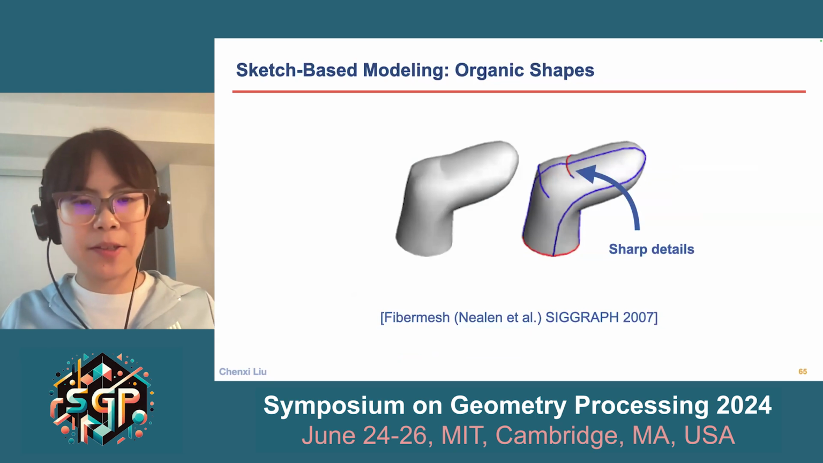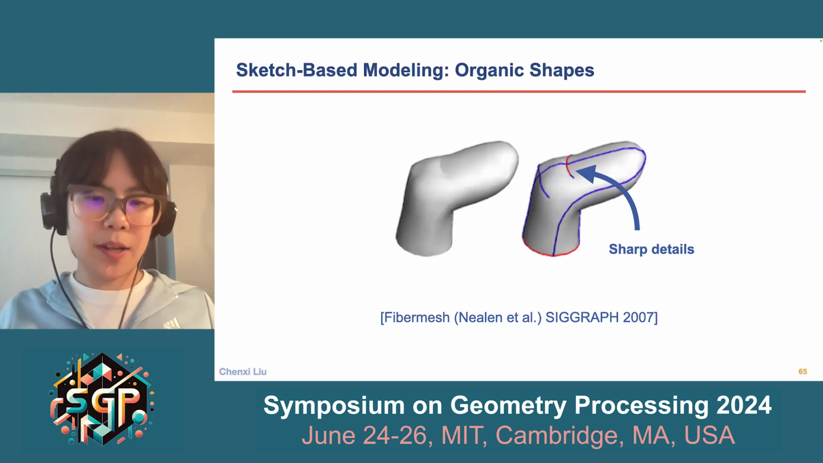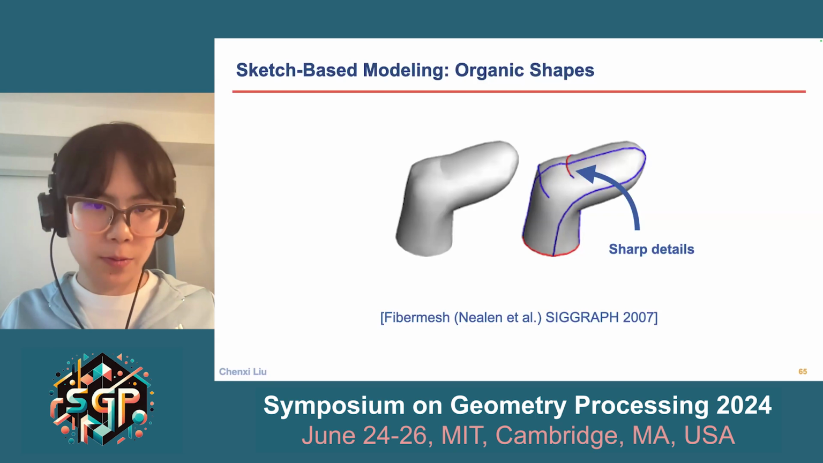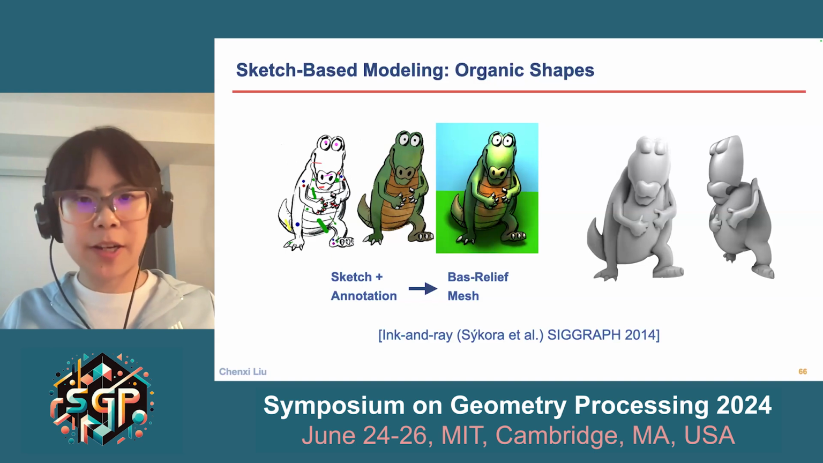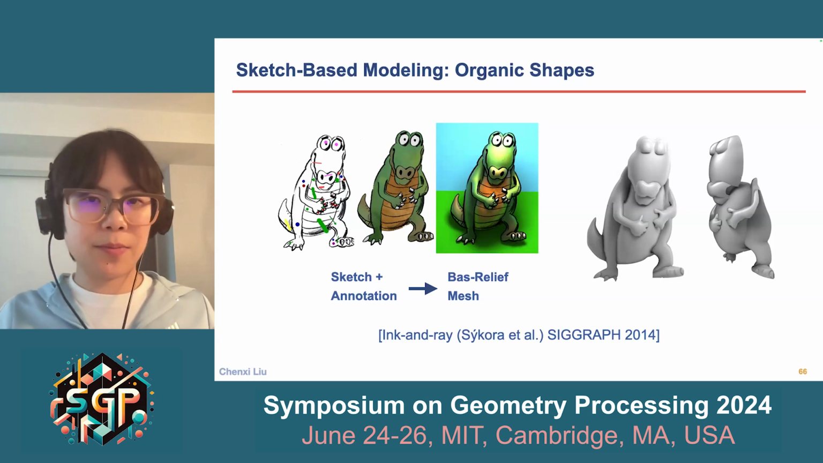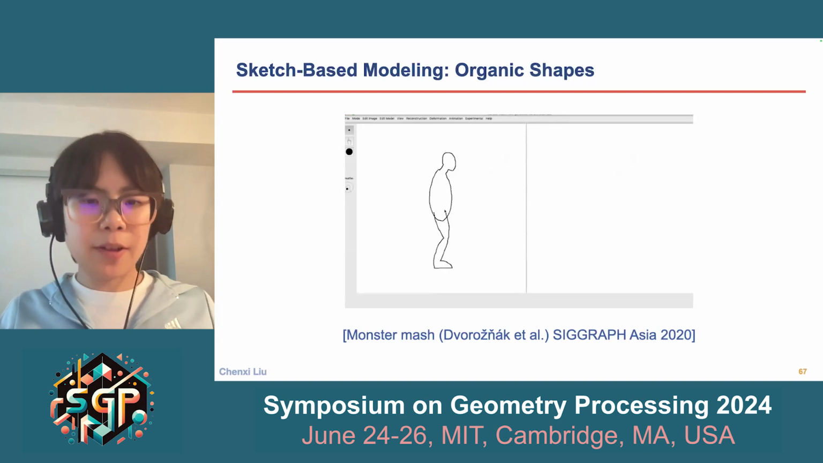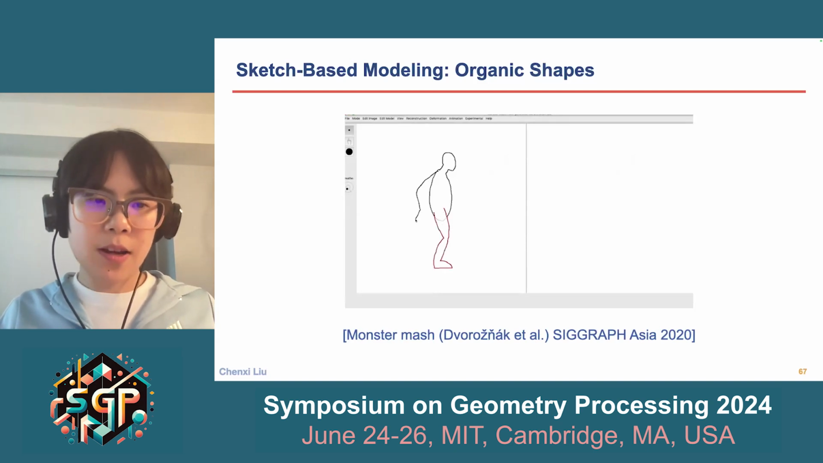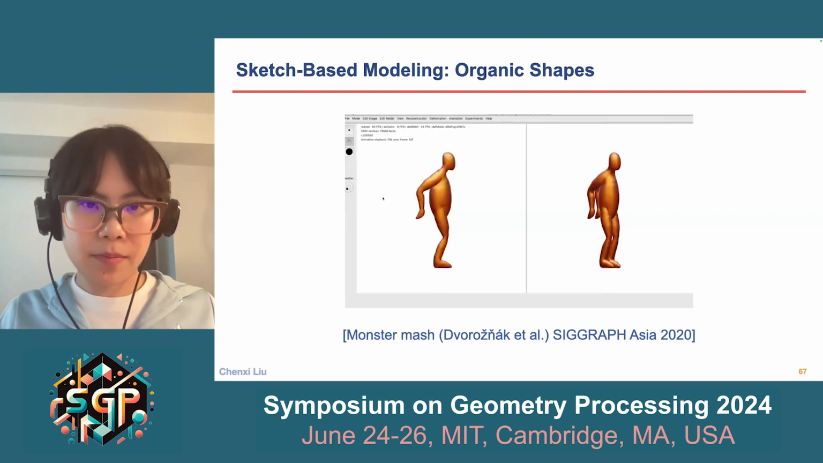Teddy is then extended to FiberMesh with sharp features. This is still a modeling interface, which may not be as intuitive as drawing a single sketch and turning the sketch into a model. Ink and Ray is a method for surfacing from a single drawing. It generates a one-sided bas-relief mesh for shading, but because we only have one side, the mesh cannot be used for other purposes. Monster Mesh completes the other half of these bas-relief meshes. Unlike Teddy, it supports single-point-of-view modeling and also animation.